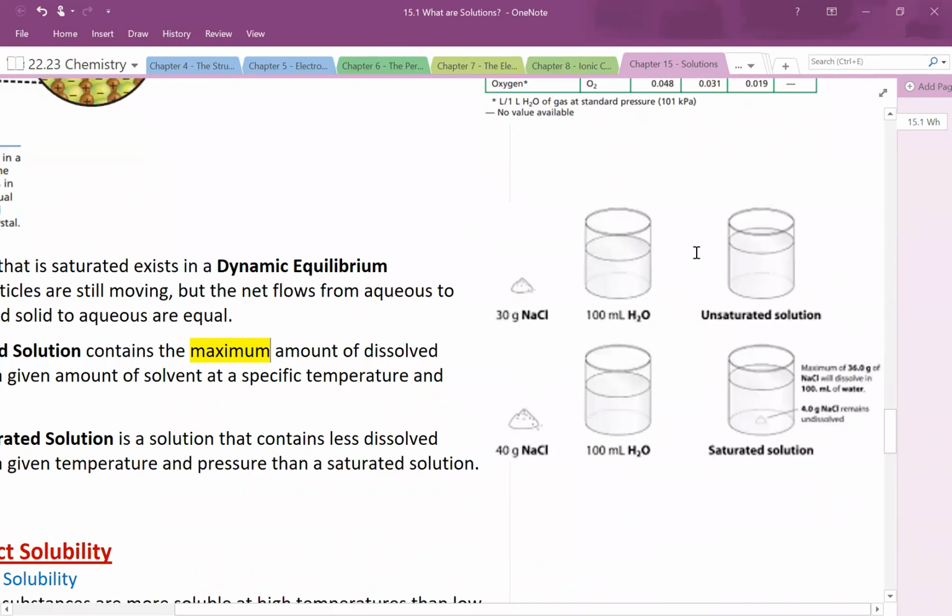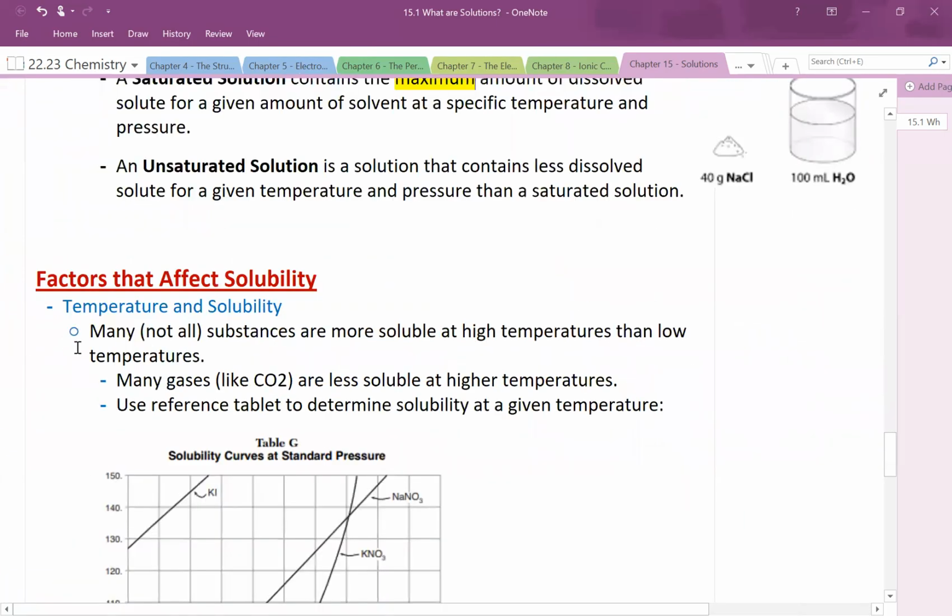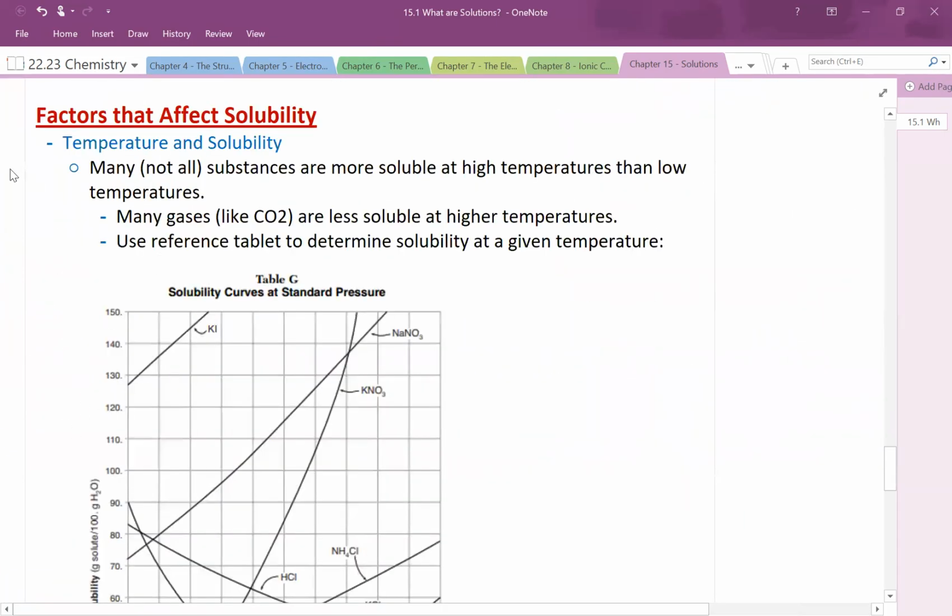And then down here, I have just a visual of a saturated versus unsaturated solution. On the top, if I dissolve 30 grams of sodium chloride in 100 grams or 100 milliliters of water, I'll make an unsaturated solution. You can see it's clear, no sodium chloride at the bottom. If I instead use 40 grams of sodium chloride, I would achieve a saturated solution, and I could tell I was saturated because I have a little bit of solid on the bottom, about 4 grams, that remains undissolved no matter how long I leave this. Again, saturated, unsaturated solutions.